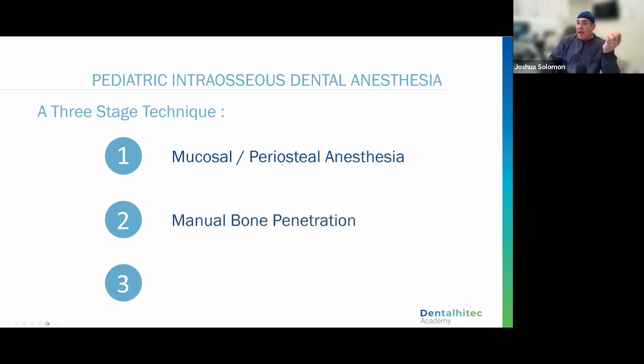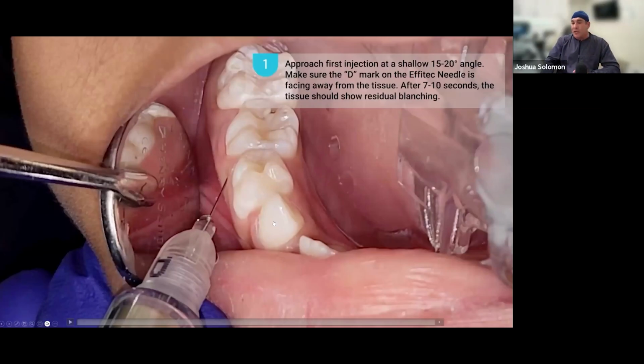And then our MBP, our manual bone penetration. Now for adults, we can't necessarily do this, right? But with children, we've got thin cortical plates. We're able to use that special Effitech needle, pass it through the cortical plate, and then we deliver our anesthetic exactly where it needs to go.